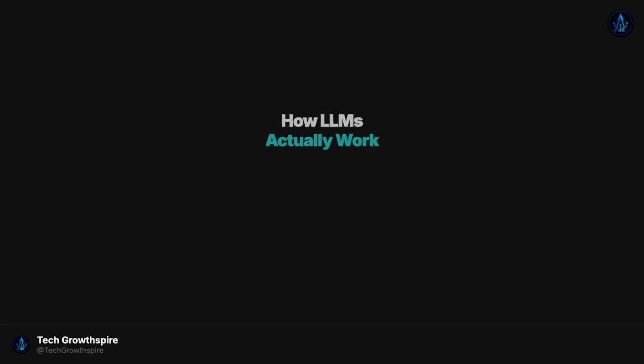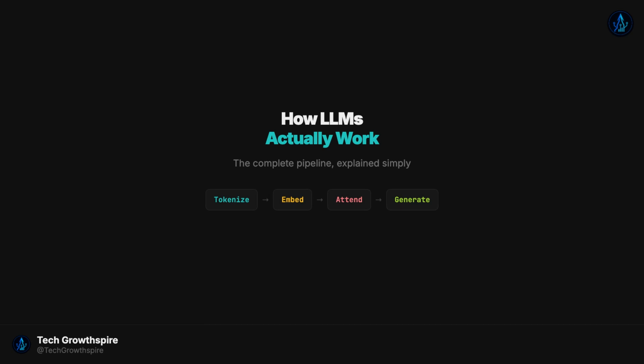You use ChatGPT every day. You've probably asked it to write emails, debug code, explain complex concepts. But have you ever wondered how it actually works? How does a machine take your question and turn it into a coherent, intelligent answer?